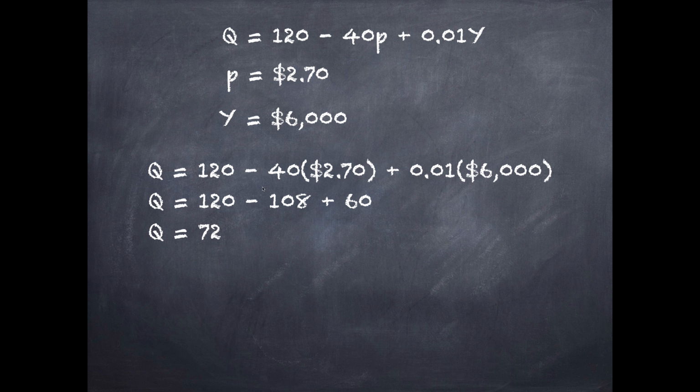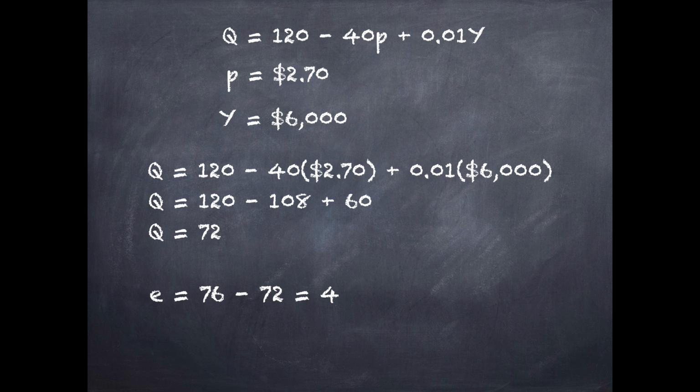So here we have 120 minus 40 times the price that we were given, 2.70, and then we add in 0.01 times Y, which is the 6,000 from here. We get 120 minus 108 plus 60. That gives us a quantity of 72. So with this demand function, the predicted sales of avocados when the price is $2.70 and income is equal to $6,000 would be 72 million avocados.